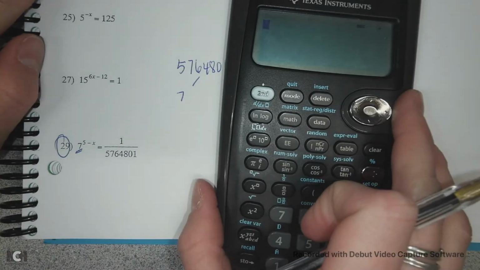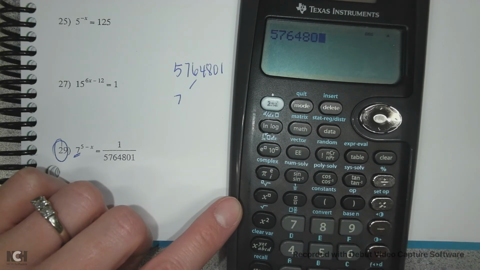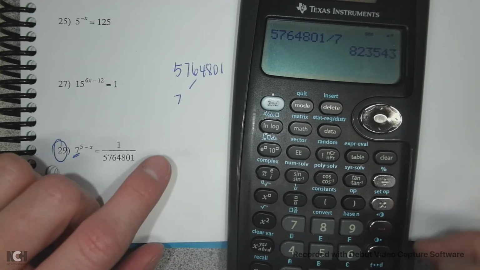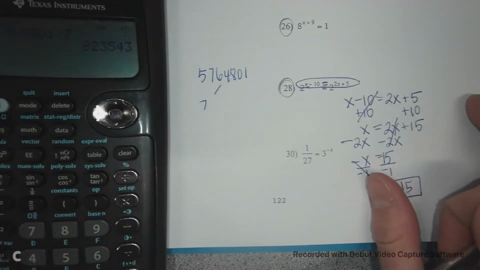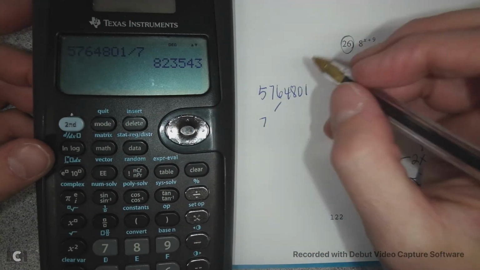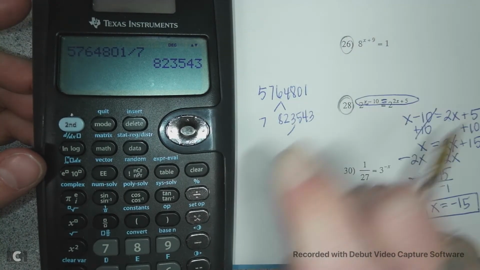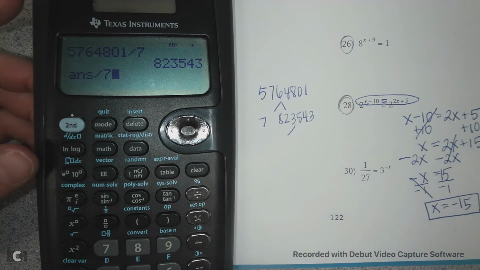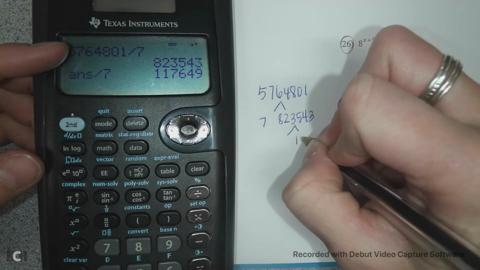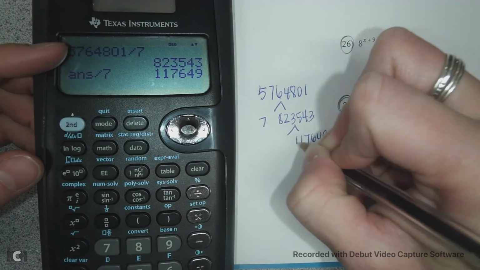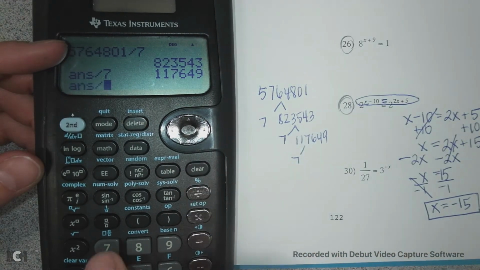So 7, 7, 7. All right, so 5, 7, 6, 4, 8, 0, 1 divided by 7 is that number. So we're going to write that guy down. 8, 2, 3, 5, 4, 3. Oops, I should go like this since I'm right-handed. And now we're going to divide this guy by 7. I want to keep going by 7 because that's my base on the other side. And now I get 1, 1, 7, 6, 4, 9. Oops, sorry, I forgot to write my 7. Okay, I'm going to divide by 7 again.